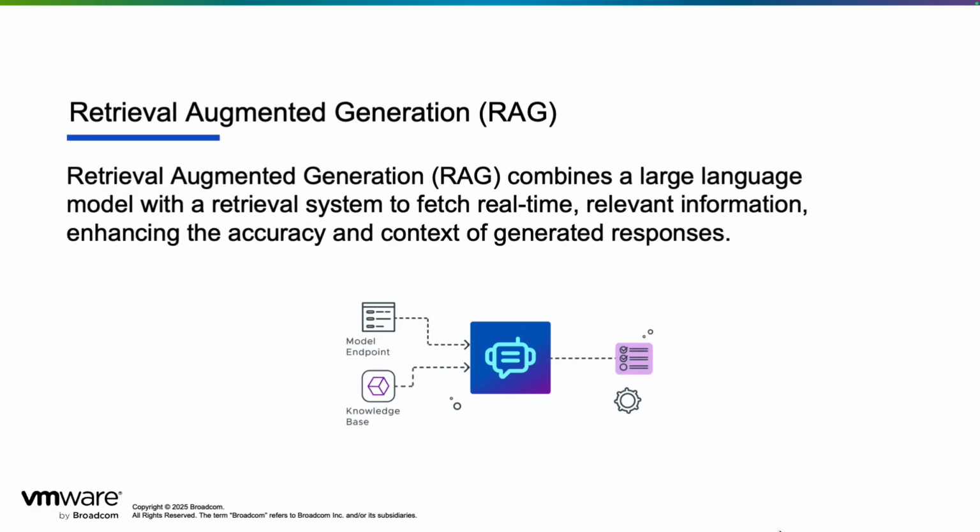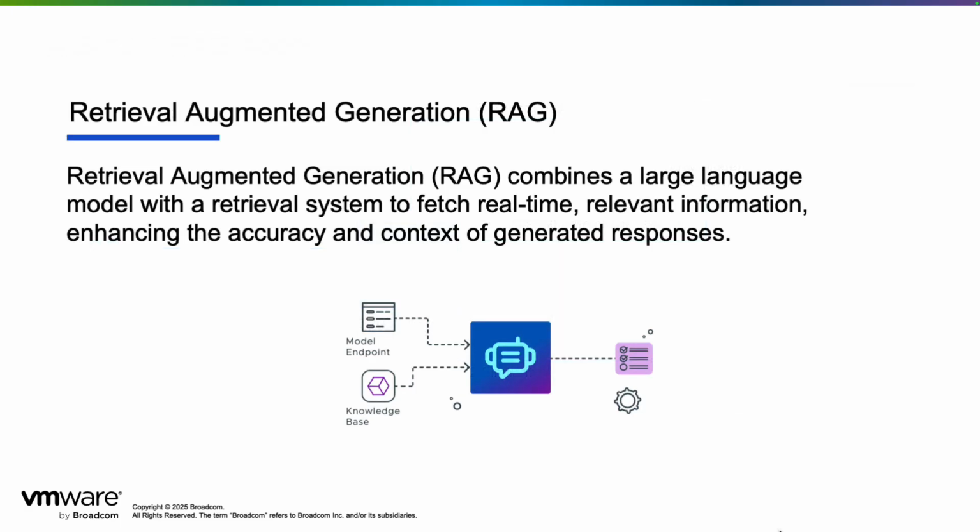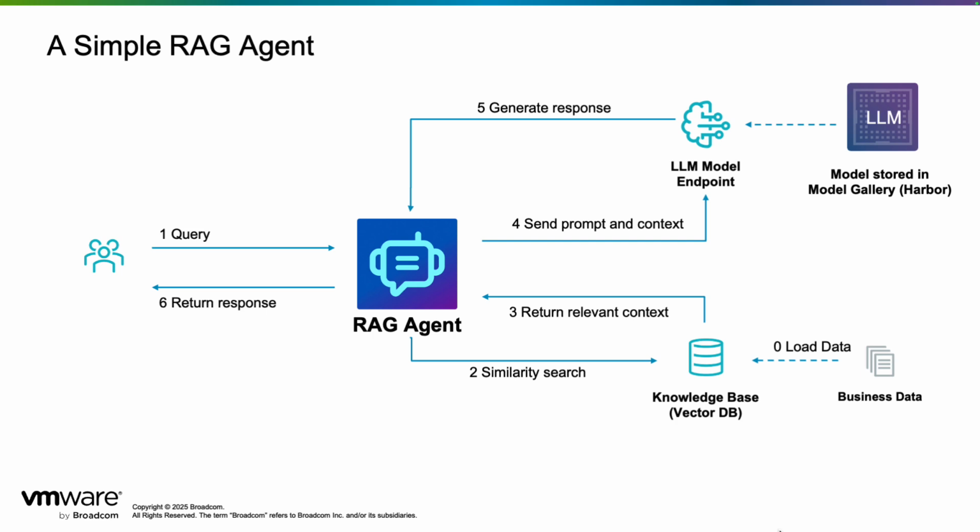So we're going to build a simple agent here that understands the design pattern that I introduced to you at the beginning, which is retrieval augmented generation. And this combines a large language model with a retrieval system to fetch in real time relevant information, enhancing the accuracy and context of the generated response. So at the bottom, you see the model endpoint that we created as a result of the model runtime bringing our model to life. And the knowledge base was indexed with our private data. It's going to use both of those. So here's the flow, very similar to the flow we saw earlier.